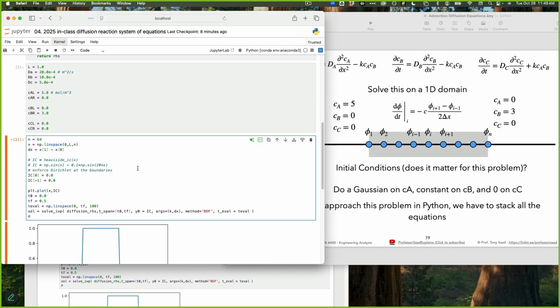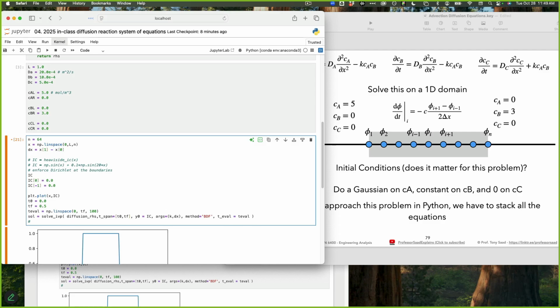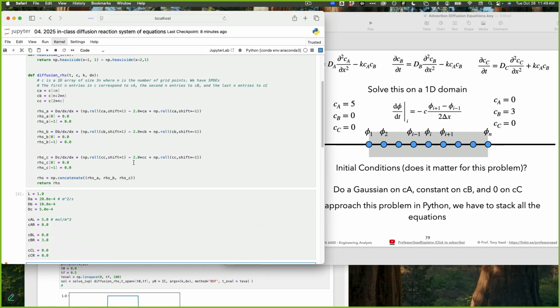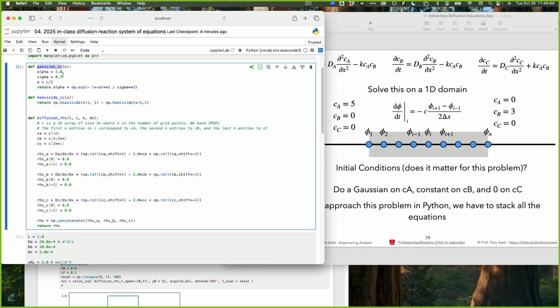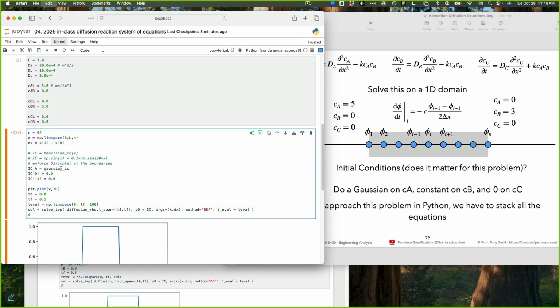So the initial condition for A is going to be my Gaussian. Gaussian initial condition, that's what we decided. And remember, because this is Dirichlet, I need to set the initial condition correctly. So on the left-hand side, I have CA left, and on the right-hand side, I have CA right. Agreed?